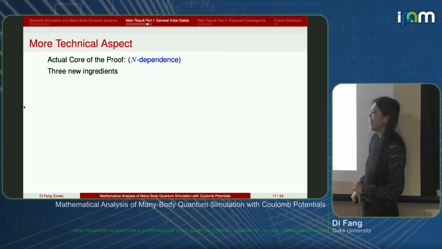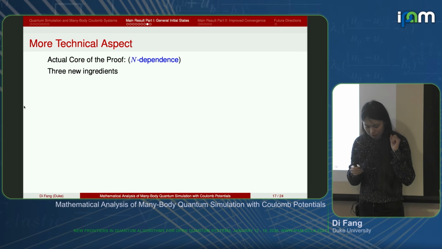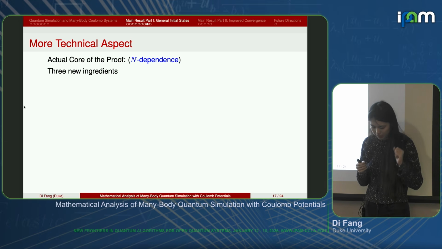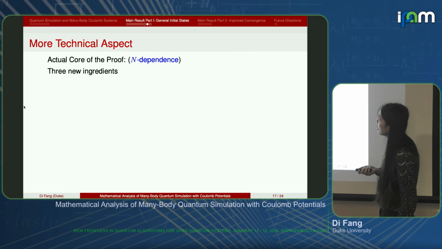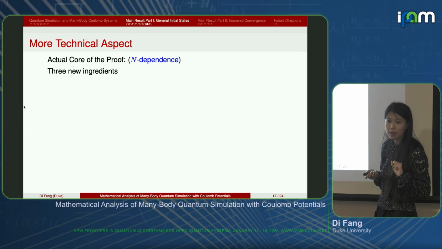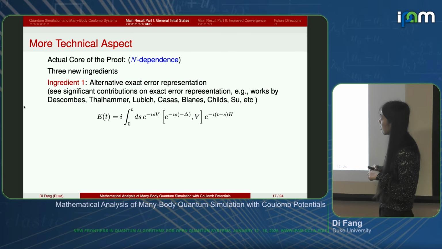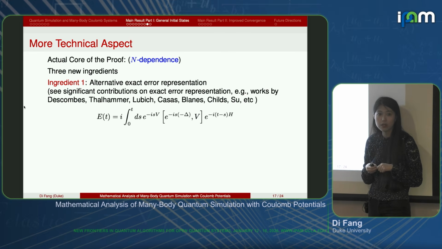But the core estimates, also the main result I'm presenting, is not for the one-body case, it's the n-body case. So most of the technicality really comes in to quantify this n dependence. You have a bunch of constants, but how does this constant depend on n precisely? So this is the main difficulty. Technically speaking, there are 3 new ingredients that I believe are all of independent interest. The first new ingredient is an alternative exact error representation for Trotter.